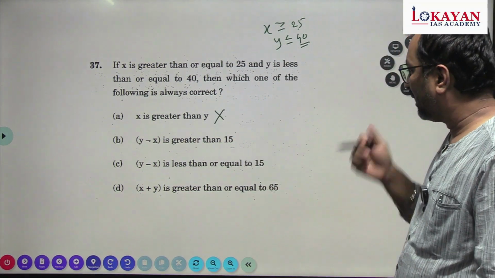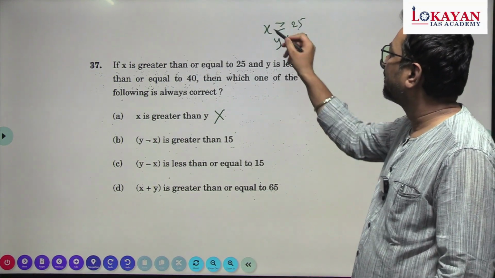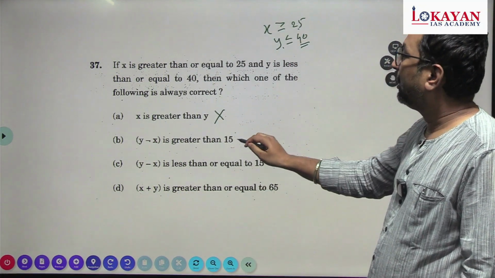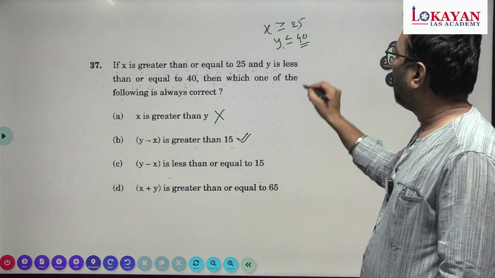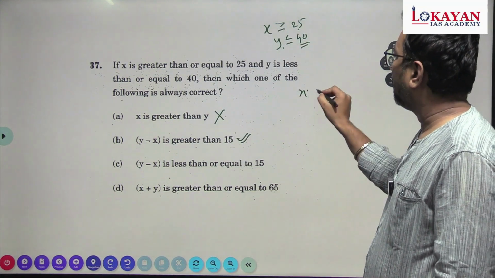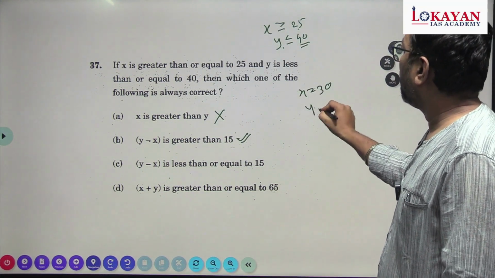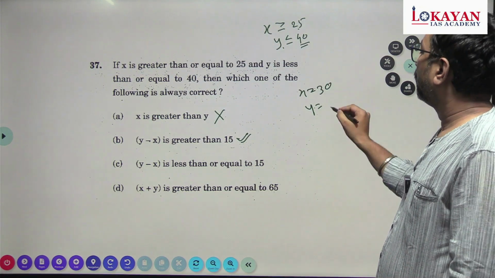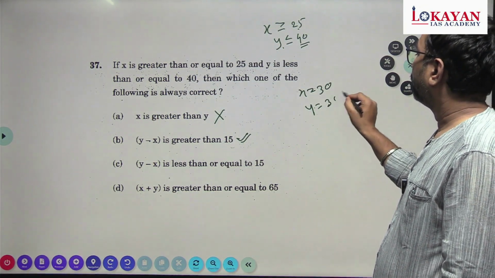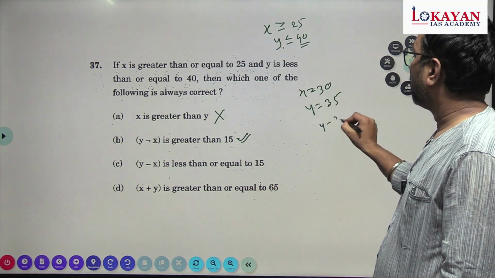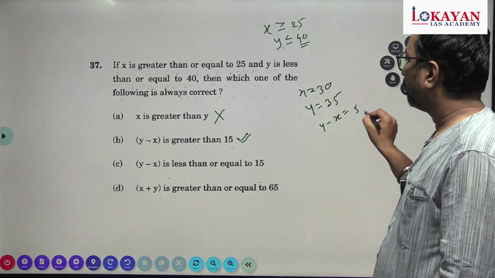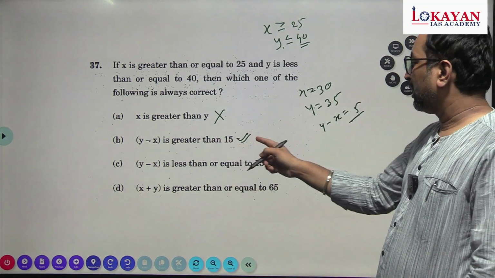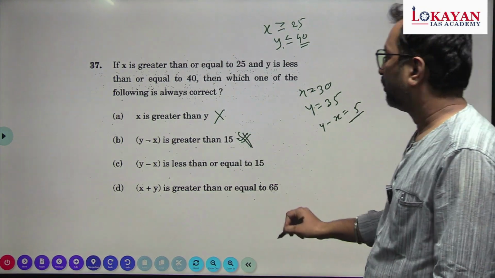Y minus x is greater than 50. It is not always the case. If x is greater than 25, so I take x as 30, and y is less than 40, so y can also be 35. So y minus x becomes 5. So it is not greater than 50, so this is also wrong.